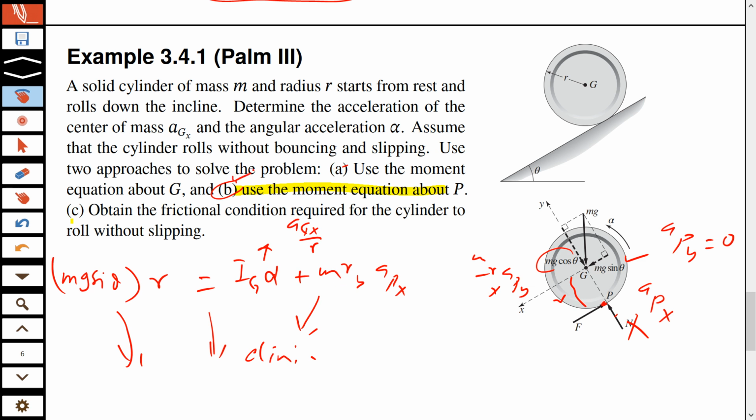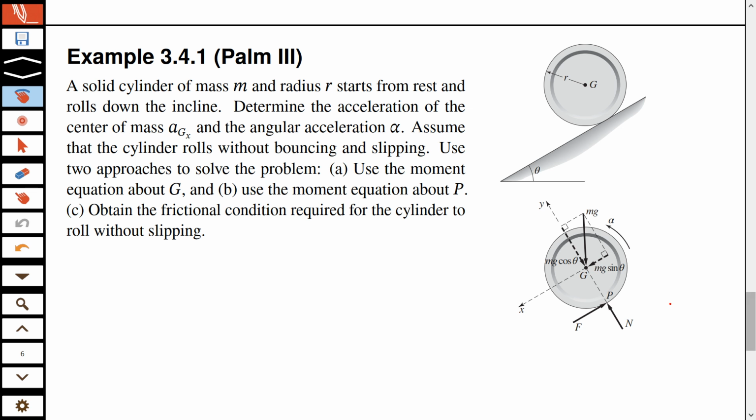Ideally this B should take less time because I think you don't need to combine force balance with this. So about G you had to include force balance, if you remember. Now the difficult part is this one. Obtain the frictional condition required for the cylinder to roll without slipping. Okay, without slipping.